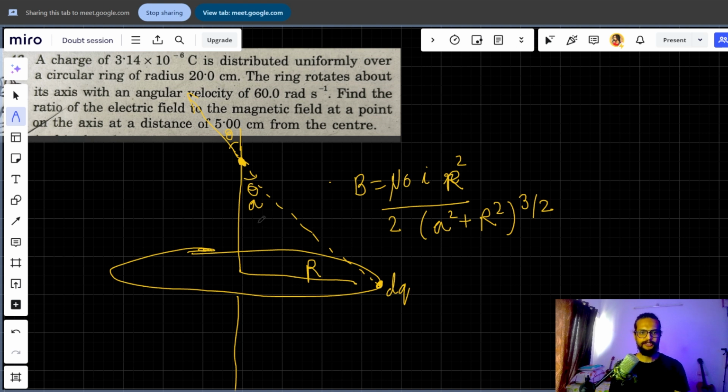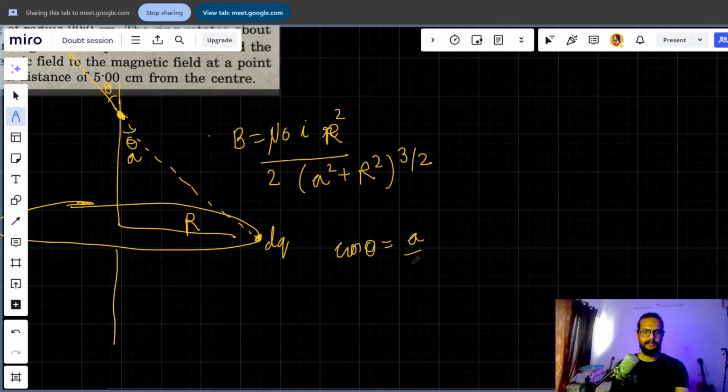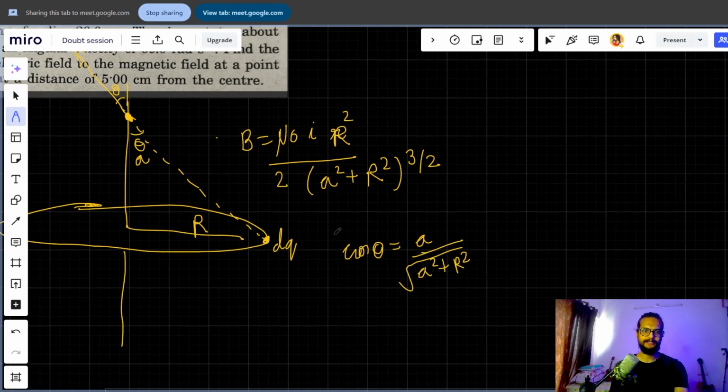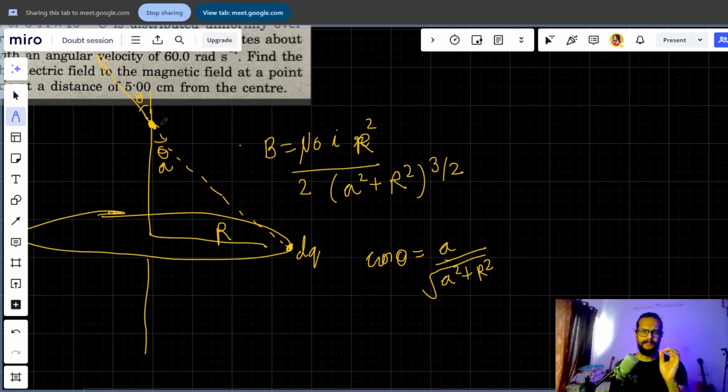Cos theta is how much? It's the adjacent upon the hypotenuse. Once again, it is cos theta. I'm just writing separately. Cos theta is a upon square root of a square plus r square. Agreed? This is cos theta. So if we just find the electric field due to this small charge, we can just take the vertical component.